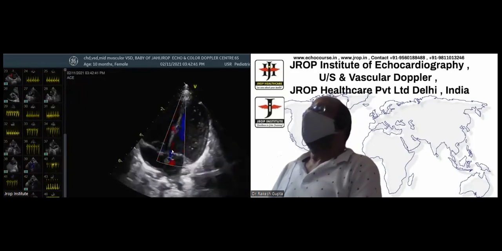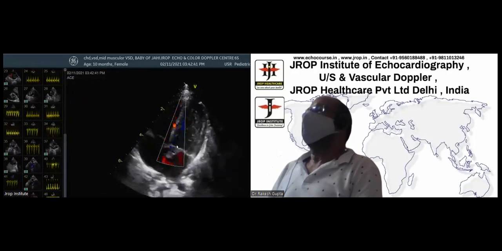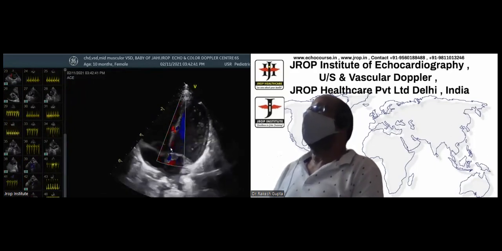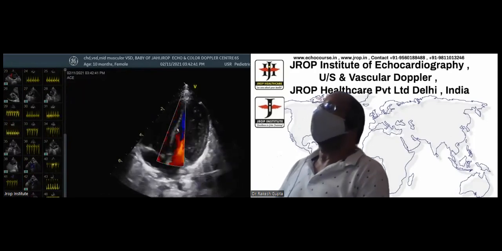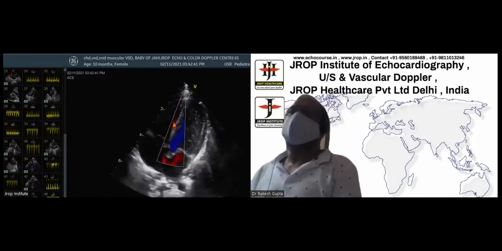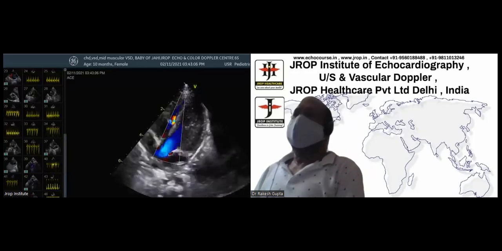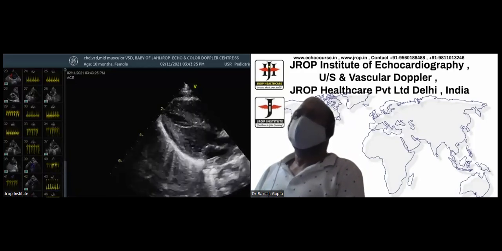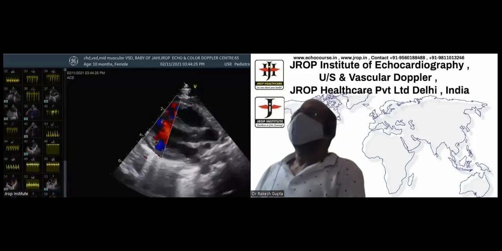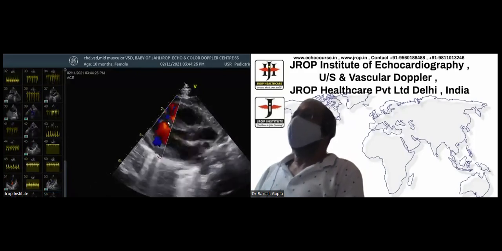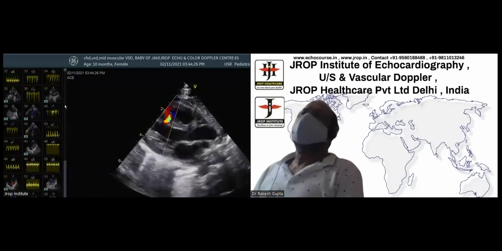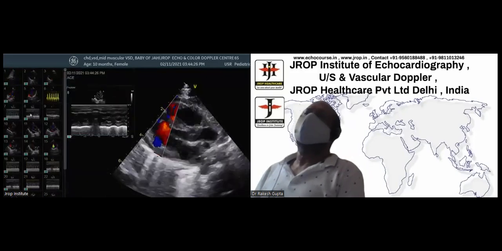Now, look, this is somewhere in between. The aorta is partially open, partially closed. So this is happening over here. Most probably this is an inlet mid-muscular VSD. Again, the aorta is opened up. My colleague is more lucky, but this here appears to be an outlet VSD. So we have to check whether this is inlet or outlet.